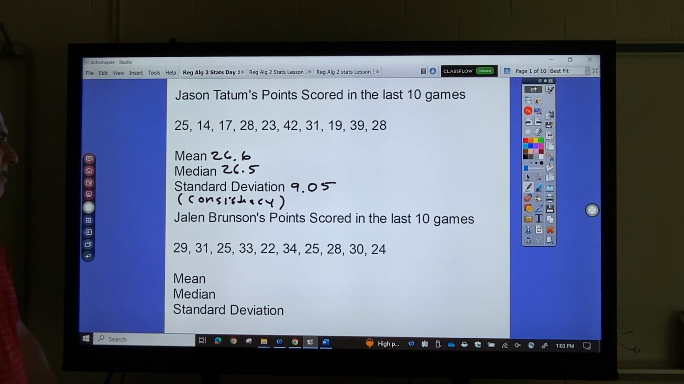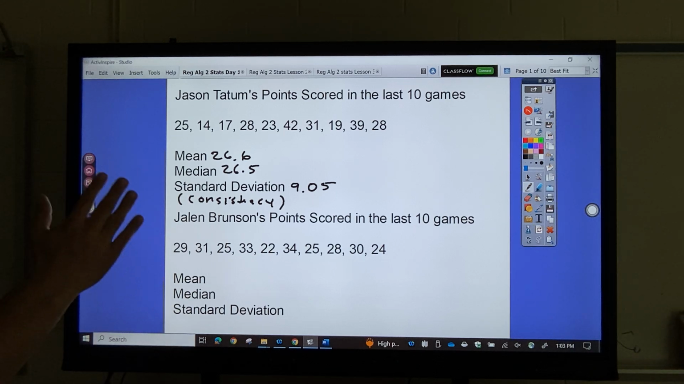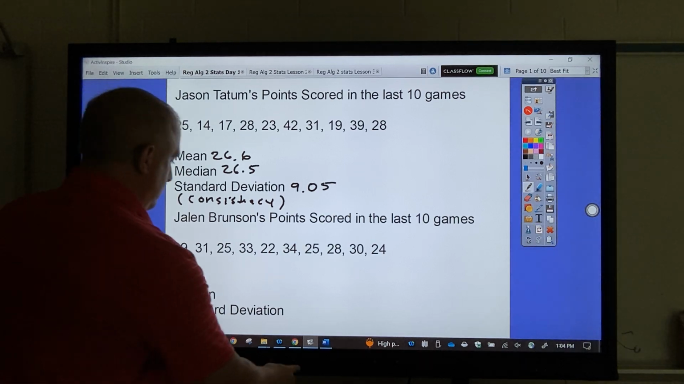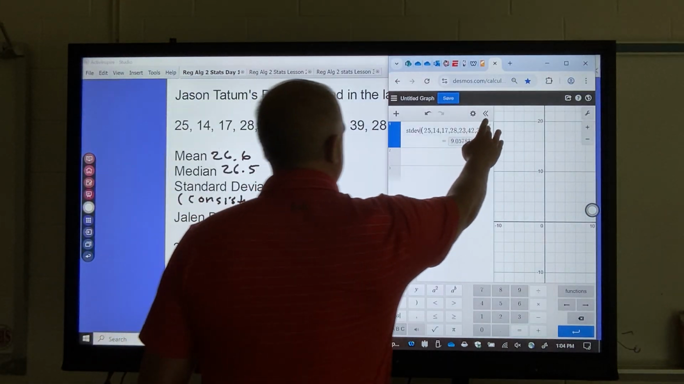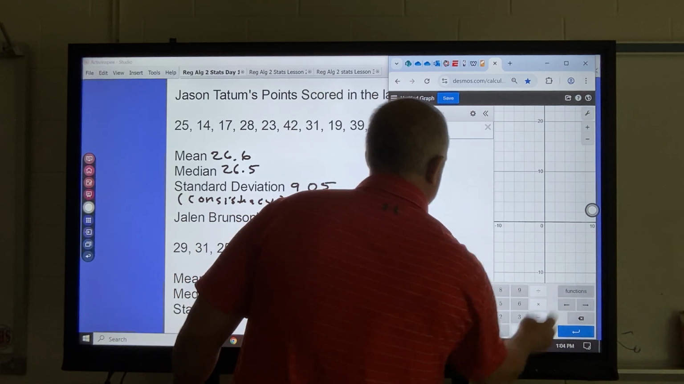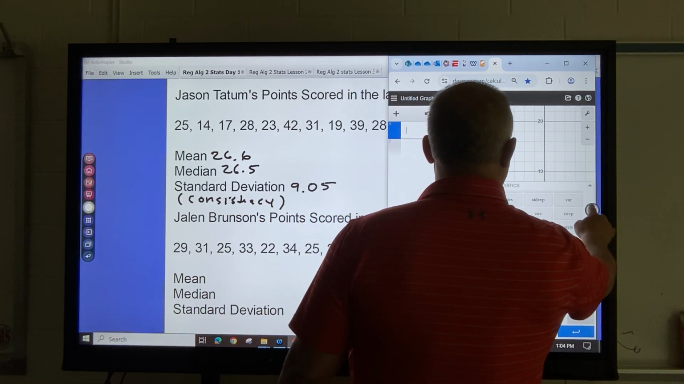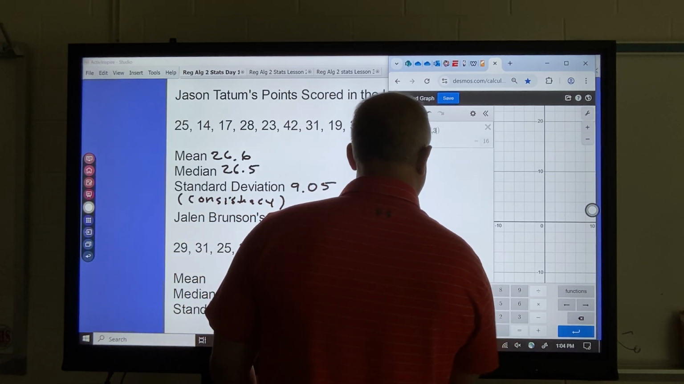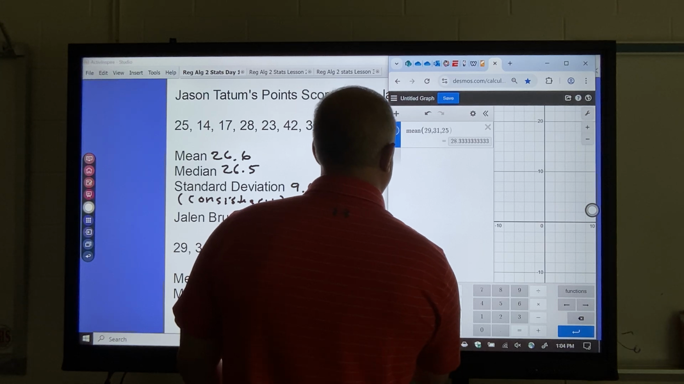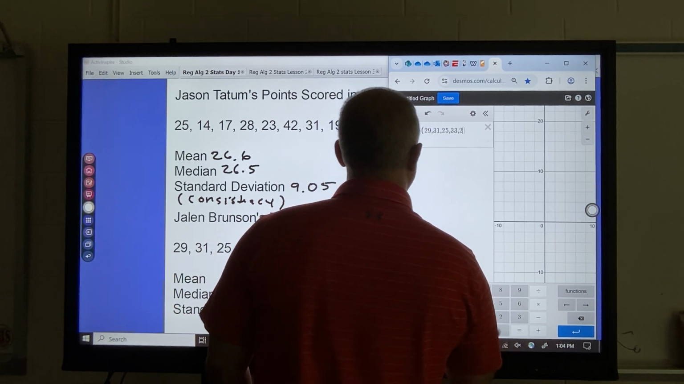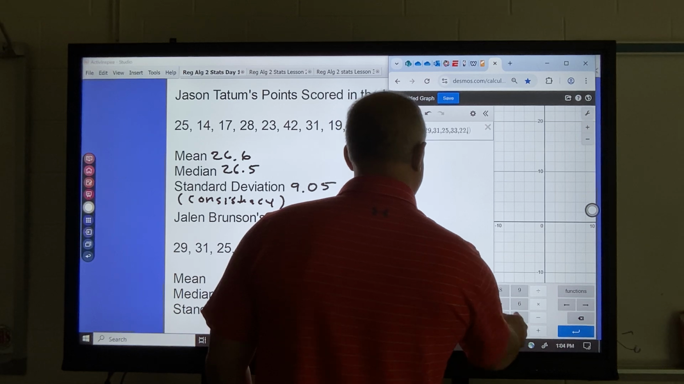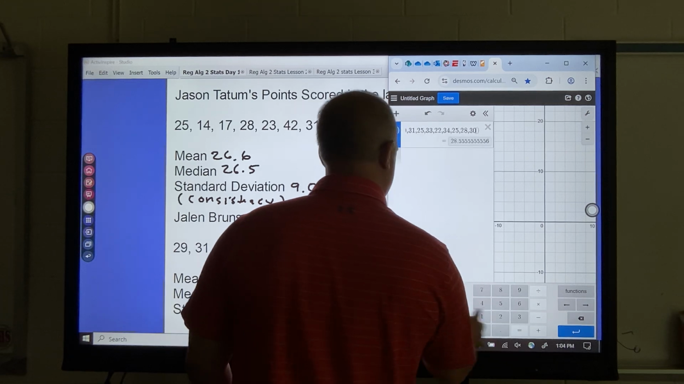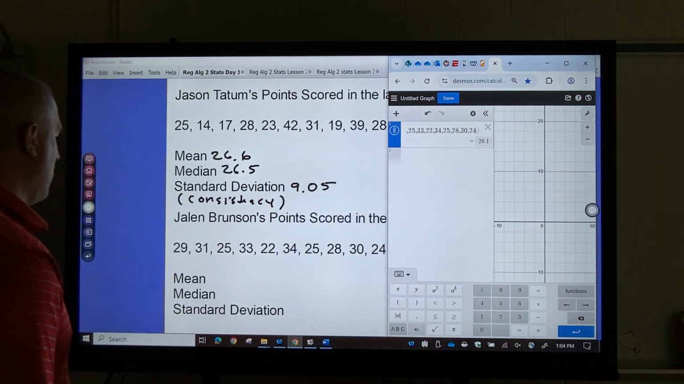We're going to go ahead and find the mean, which is the average, and the median, which is the middle, high to low, etc. So I'm going to delete this. I'm going to go ahead and type functions since we're doing mean. Let's put that in there, and then I'm going to start typing the numbers. 29, 31, 25, 33, 22, 34, 25, 28, 30, 24. Okay, 28.1.